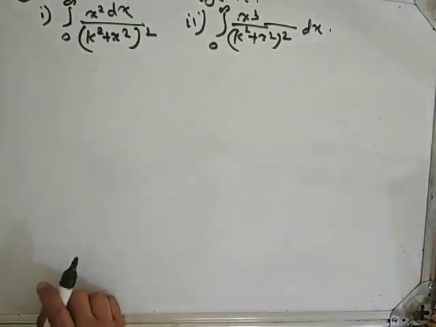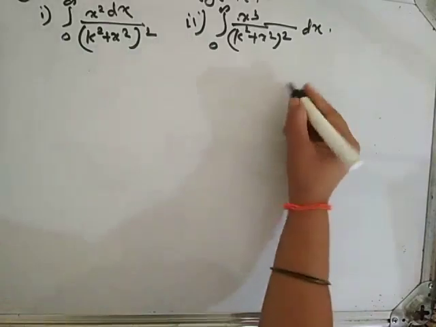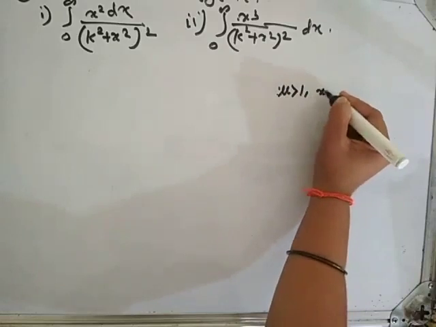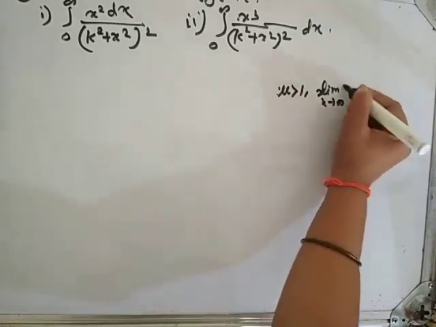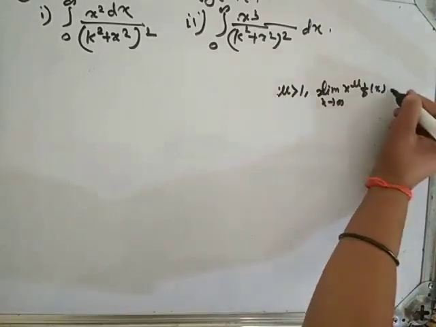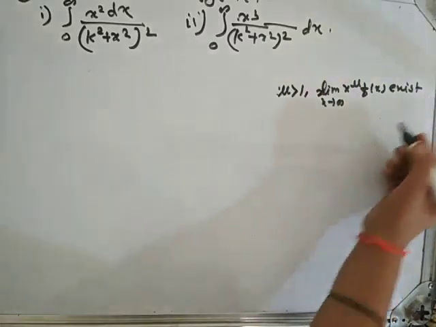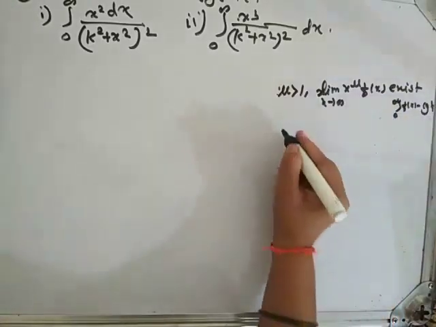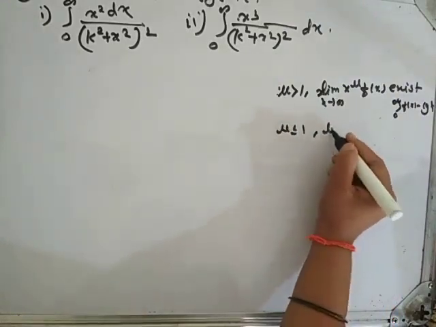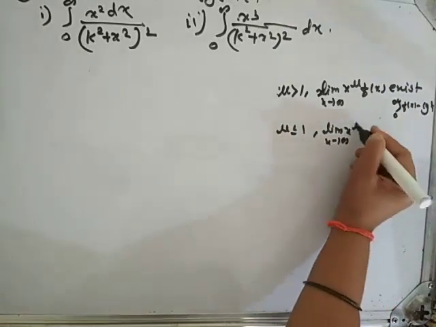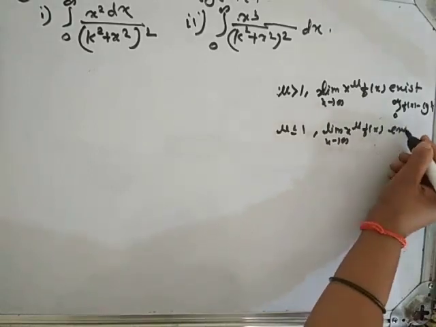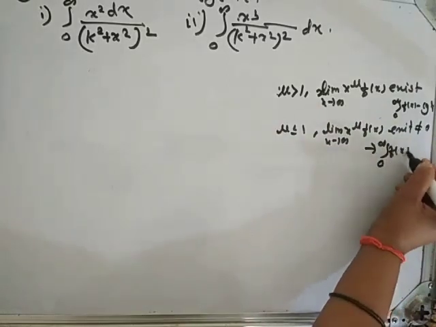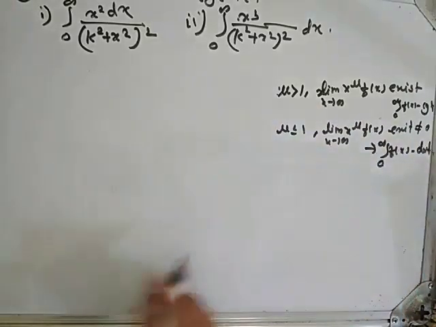First of all, recall what the mu test says. Mu test says that if mu is greater than 1 and limit x tends to infinity x raised to mu f of x exists, at that time we say that integral to infinity f of x dx is convergent. If mu is less than or equal to 1, limit x tends to infinity x raised to mu f of x exists, but this is not equal to 0, at that time we say that integral f of x dx is divergent. This is the mu test.